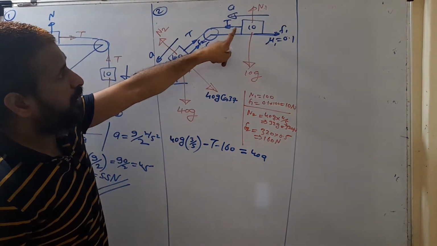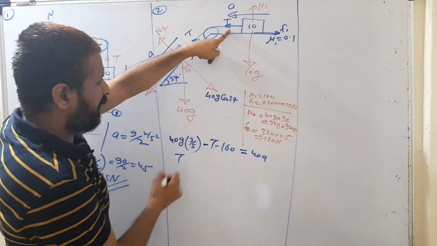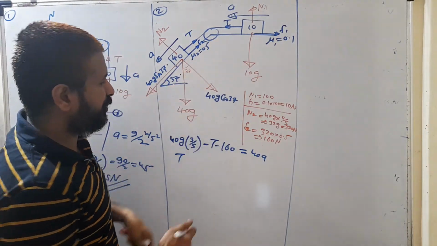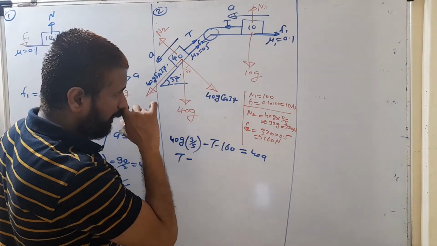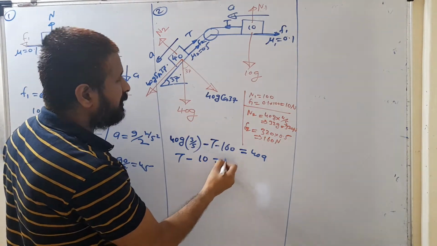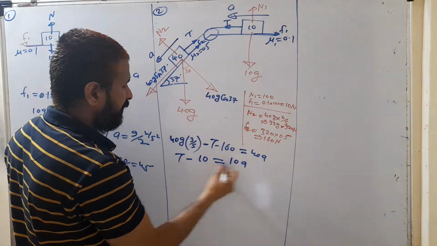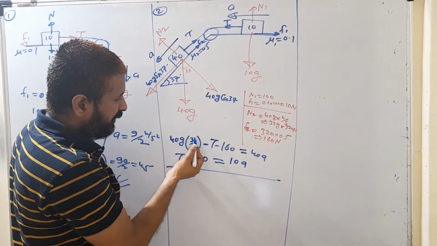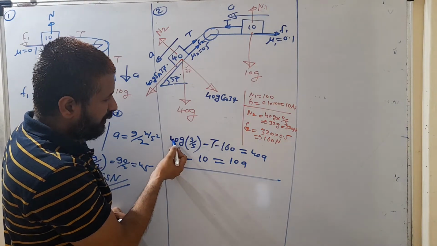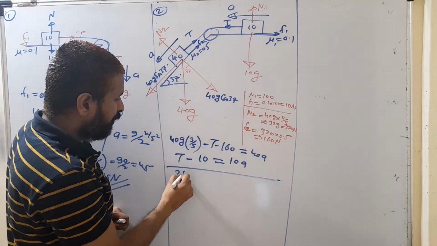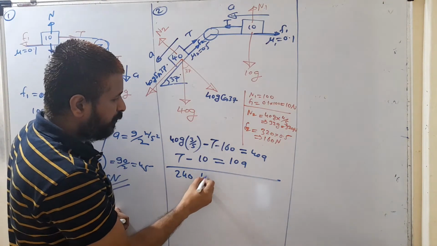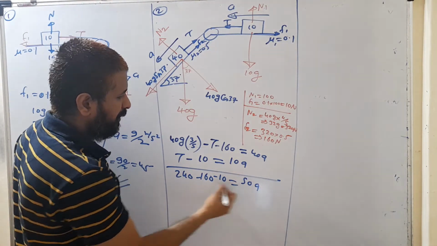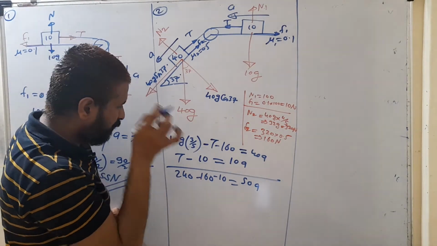For this block, only one force is acting in forward direction, that is T. Backward में frictional force, that friction is opposing the tension. So T minus F1. F1 is what? 10 is equal to net force, that is 1a. For adding these two, T is cancelled. This 40g into 3 by 5. 5 8s are 40. 80 into 3. 240. T कट गया, minus 160 minus this 10 is equal to 5a, this side it is 5a. Now you can simplify this. 240 minus 170.